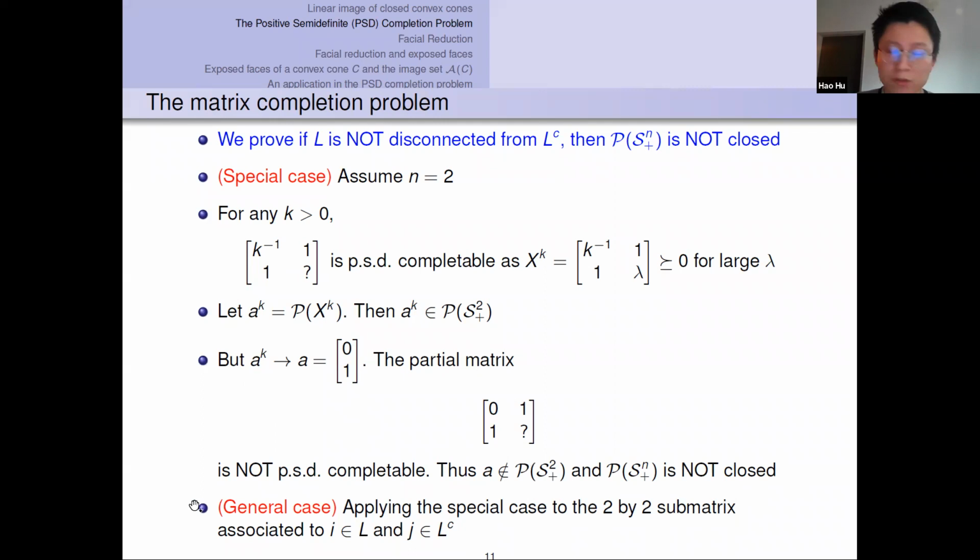Now, the general case actually uses this special case, by simply looking at the 2x2 submatrix associated to any vertex i in L and j in the complement of L. Because if there is a 2x2 submatrix that cannot be completed, then the whole matrix is not PSD completable. So, all right, that's the end of the proof.